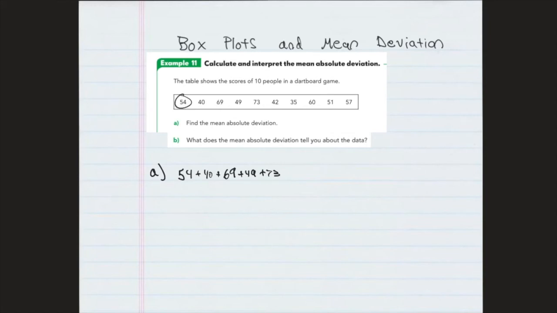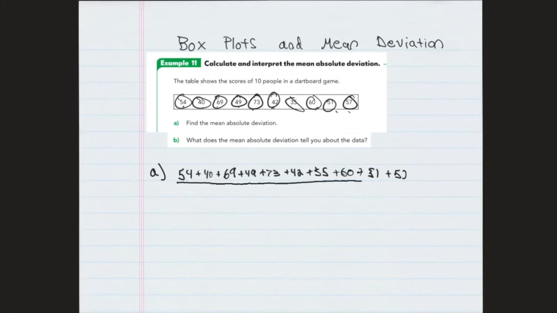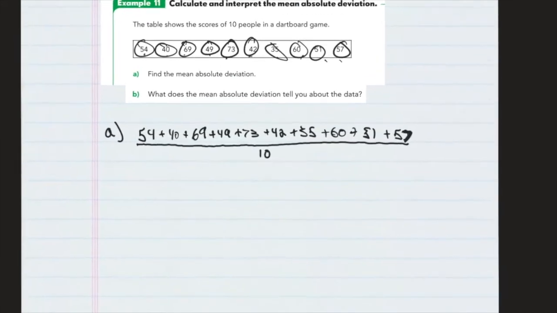Again, if you want, you can circle the ones that you've done. Plus 42 plus 35 plus 60 plus 51 plus 57. The table shows the scores of 10 people in a dartboard game. So let's make sure we have 10 numbers. 1, 2, 3, 4, 5, 6, 7, 8, 9, 10. And let's make sure we wrote down 10 numbers. We can actually do this as we write a fraction bar. 1, 2, 3, 4, 5, 6, 7, 8, 9, and 10. And make sure that that says 57. So we have 10 numbers, we're dividing by 10.